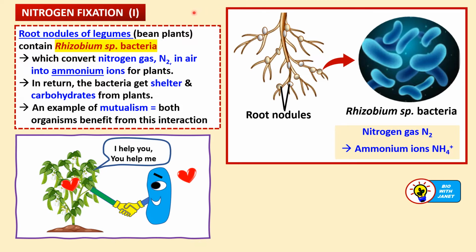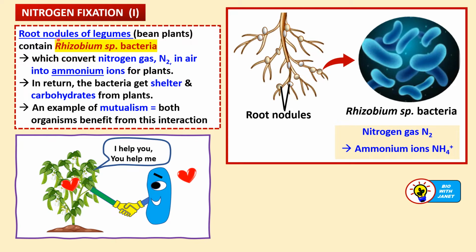So there are a few methods of nitrogen fixation. The first one is through the action of rhizobium species bacteria. Please take note when you write the name for the bacteria, you should write the sp. beside it. All right, rhizobium species bacteria. sp. for species, and then sp. with a dot.